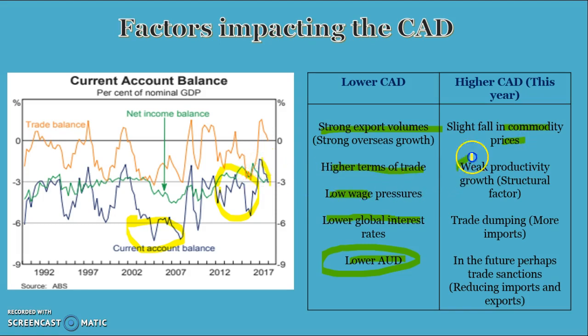Weak productivity growth is a structural factor that's hurting the CAD at the moment. So what I mean by that is an ongoing problem, is our weak productivity growth, which is causing higher costs of production. That's a structural factor because it's not related to the business cycle. Trade dumping is another one. So when overseas countries try and dump their products on our shores, that leads to more import spending, and that can cause a higher current account deficit as well.